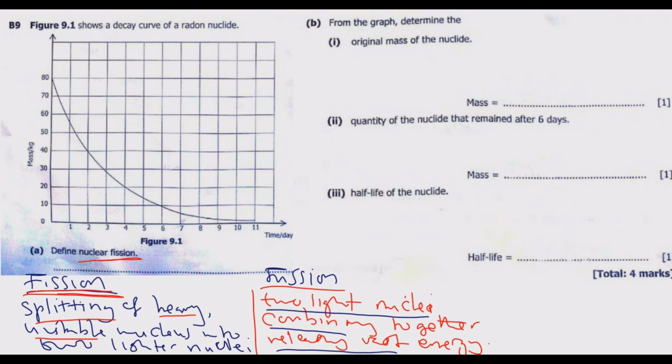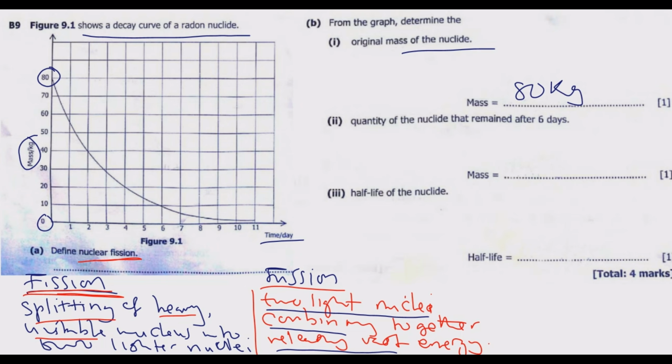We look at question B. From the graph, determine the original mass of the nuclide. So you see here, this is the mass in kg, then this is the time in days. What is happening in this curve is showing the decay of a nuclide. So we have 80 at the beginning when time is 0. So this is 80 kg in mass. So 80 kg is the original mass of the nuclide.